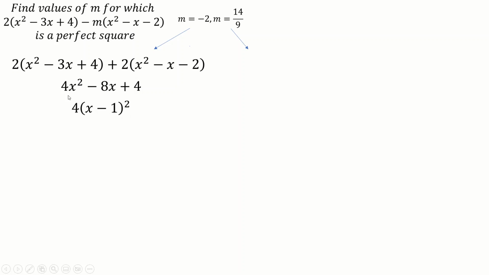(x minus 1) all squared. And so that's going to be the perfect square that this goes to when m is minus 2. And of course this one as well. Now this is a little bit trickier because this number is not so nice, but it's not that bad.